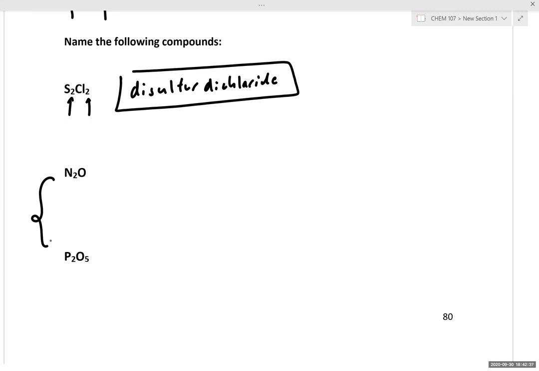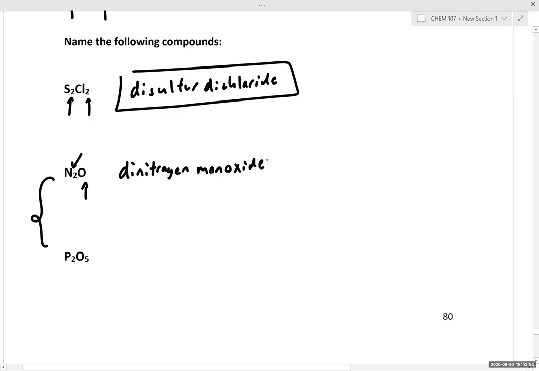So let's discuss now, since I see a lot of reasonable responses. So N2O, we have dinitrogen, because we have 2 nitrogen atoms. We have 1 oxygen, so we use the prefix mono. So this would be dinitrogen monoxide. Does that make sense to everyone?